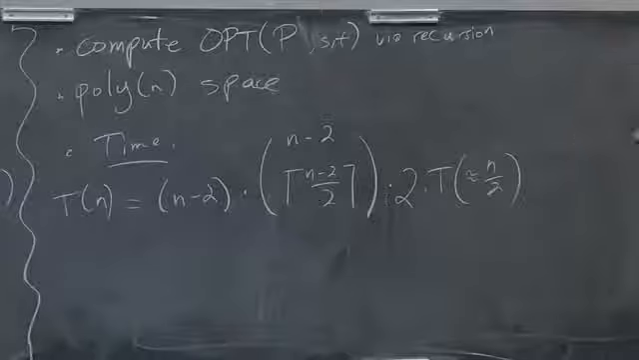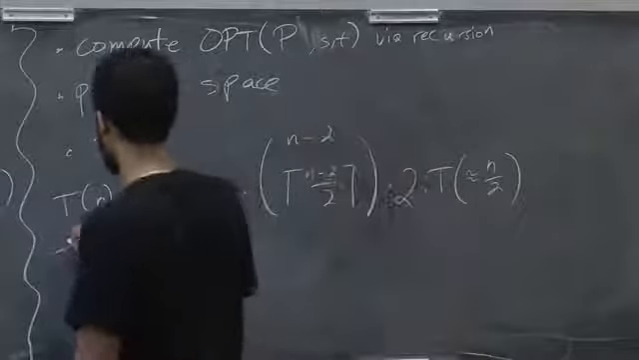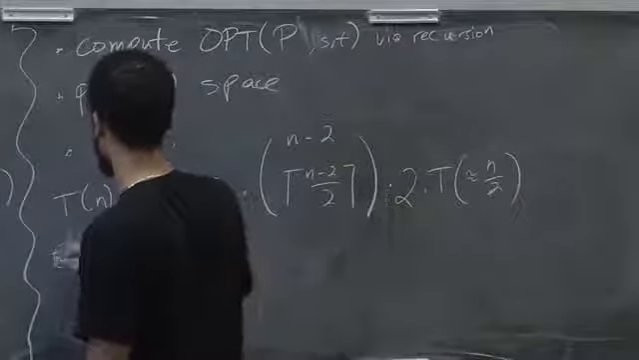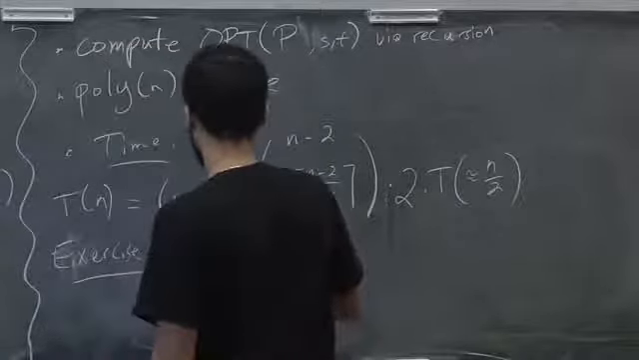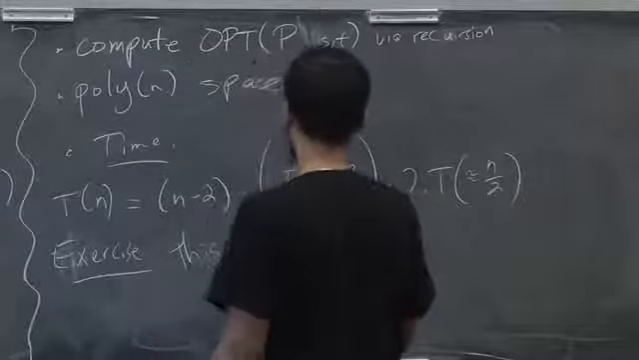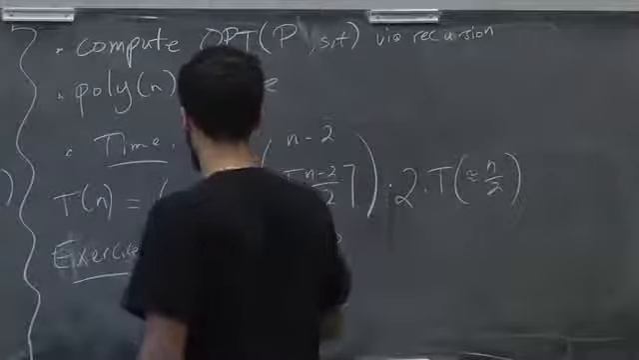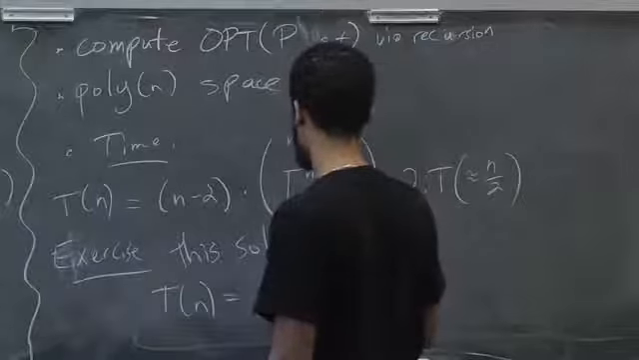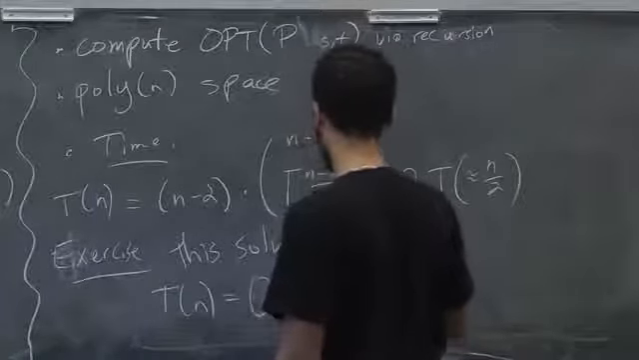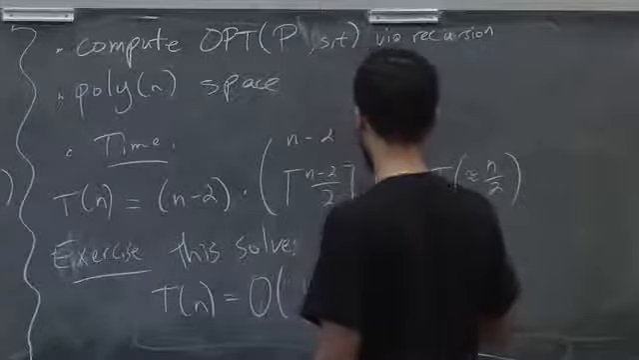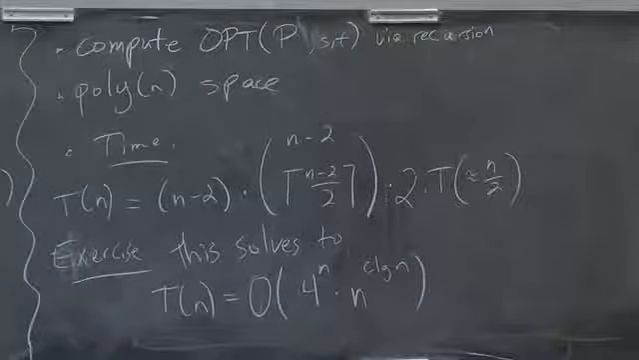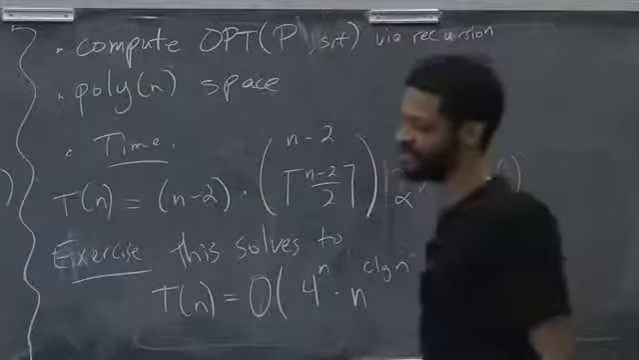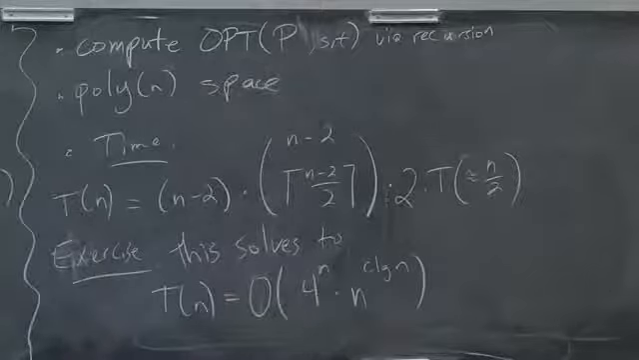Okay. So if you solve this recurrence, I'll leave it to you as an exercise. This recurrence solves to something like T of n, I think, is O of 4 to the n times n to some constant, log n or something. Okay. So that's it.